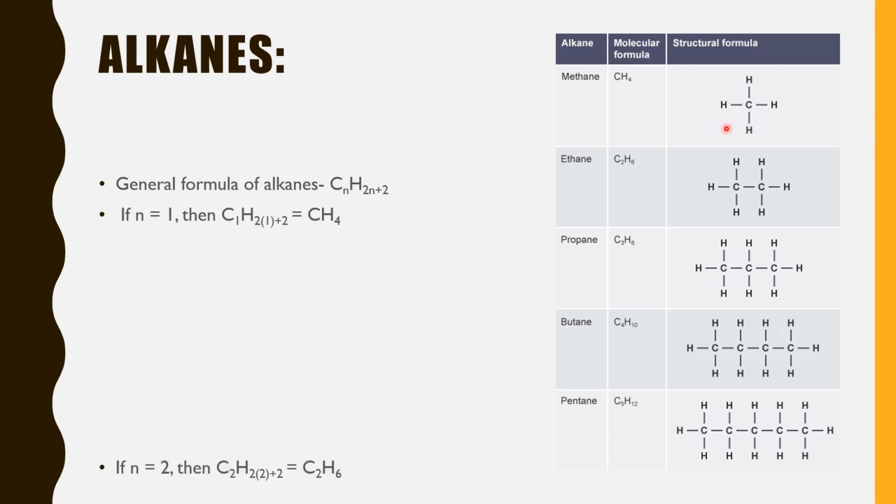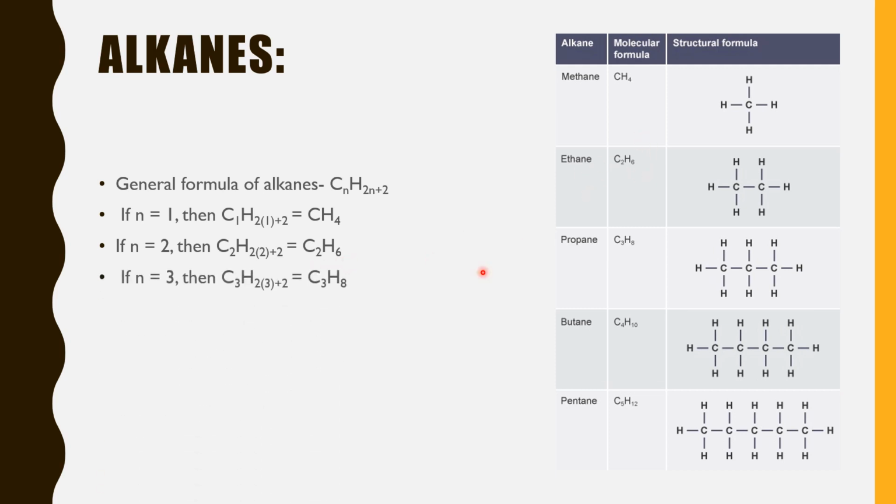When we put n equal to 2 and substitute in the general formula, we get C2H6, that is the ethane molecule. The third one, put n equal to 3 in the n place, so C3H(2×3+2) is equal to C3H8. This is the structure of C3H8, that is propane. The fourth one is n equal to 4, so C4H(2×4+2), that is C4H10. This is the structure of C4H10, butane.